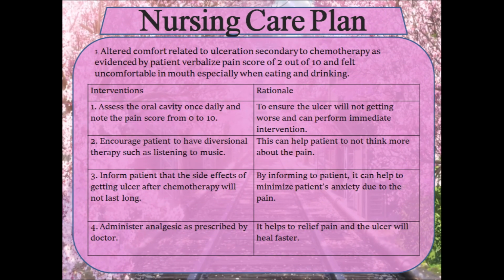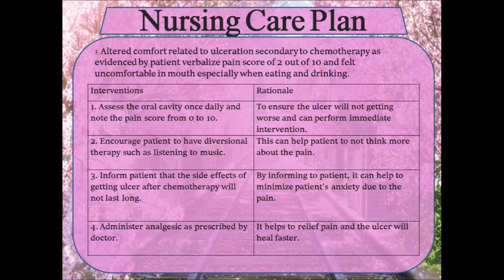The last nursing diagnosis that is related to this patient is altered comfort related to ulceration secondary to chemotherapy, as evidenced by patient verbalized pain score of 2 out of 10 and felt uncomfortable in the mouth, especially when eating and drinking. So the interventions that we can do for this patient is to assess the oral cavity once daily and note the pain score from 0 to 10, which can ensure the ulcer will not get worse and we can perform immediate intervention.